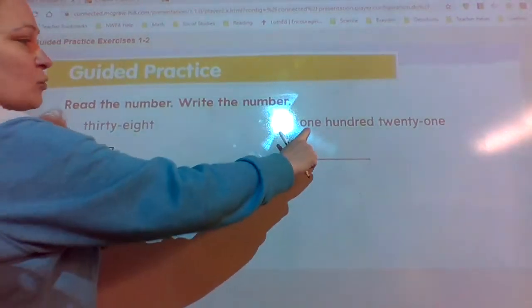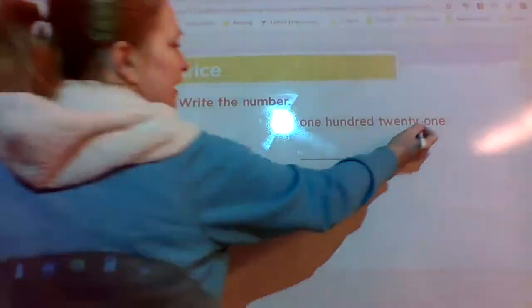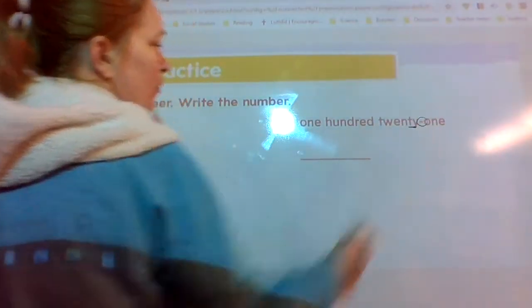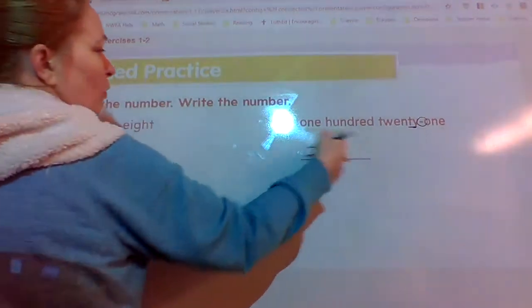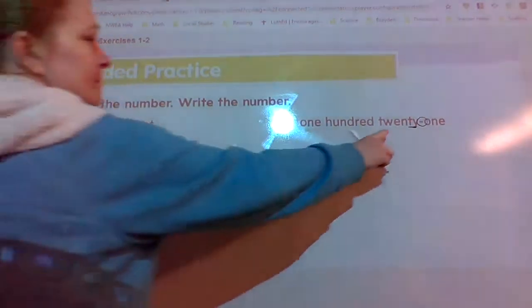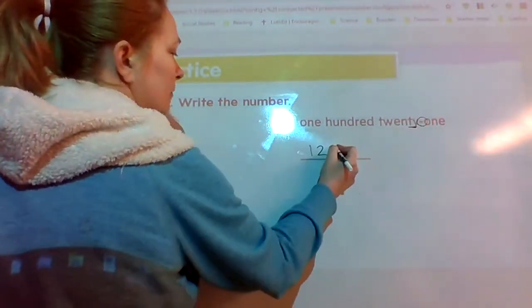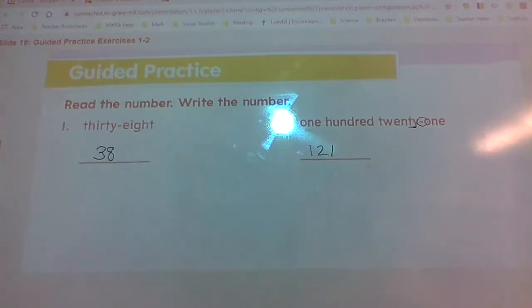This one over here says 121. There's that hyphen again, because we have that TY word. All right, 100, so we have a 3-digit number here. So there's the hundreds place. 20 means we have 2 tens. And 1 means we have 1 in the ones place. Okay?